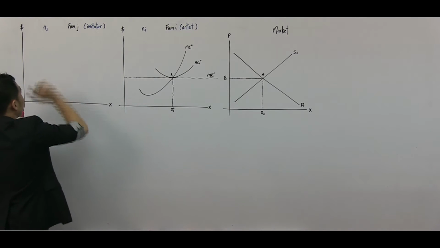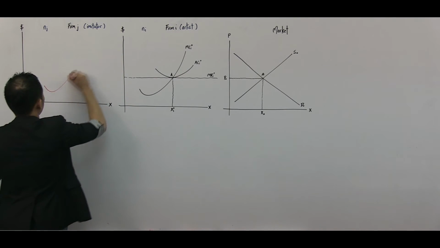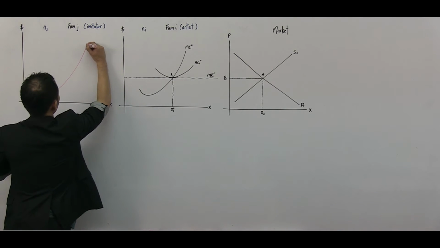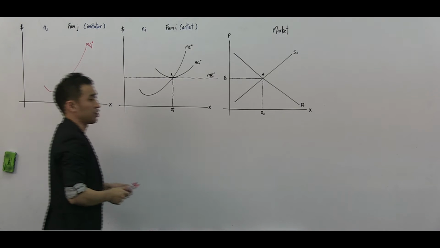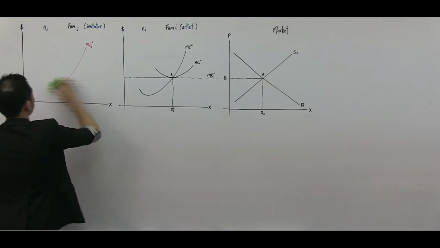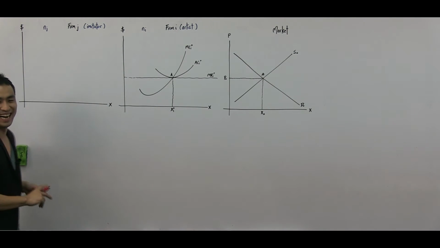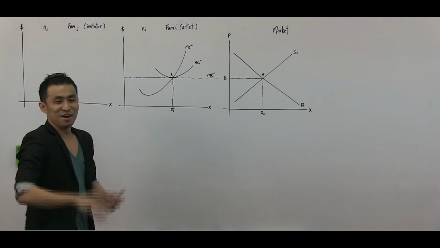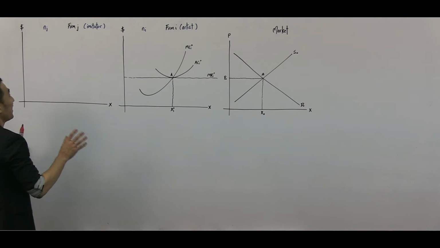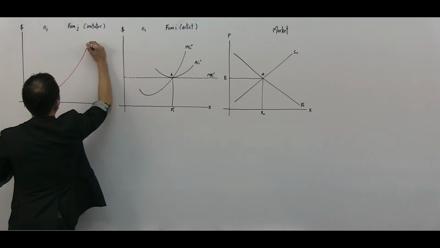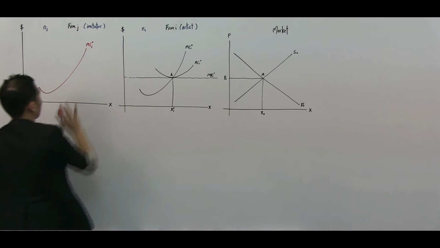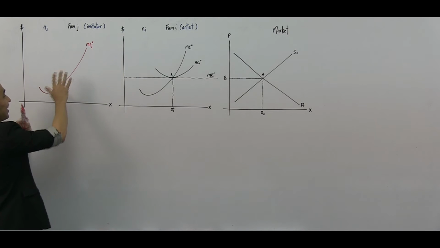Then the imitators come in. The imitators come in, so this acts as a shock. They come into the market. One more time, because this MC doesn't look nice. Back to this again. When an imitator comes in, this acts as a shock. That is MCJ, they come into the market. It's a shock, so it's a red color curve.